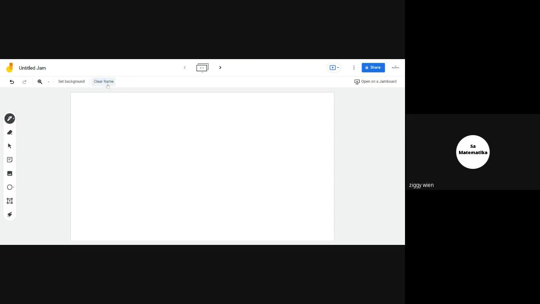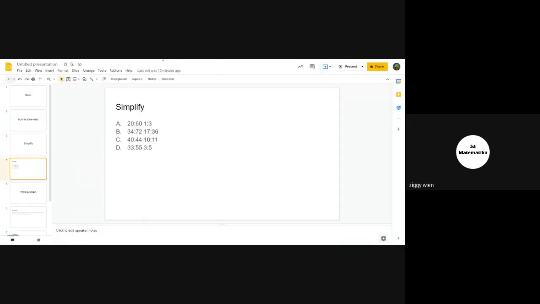Okay, now for the final question. For this, both numbers have two identical digits. If both of them have two identical digits, we already know that it can be divided by 11. So divided by 11, it's 3 and 5. And that's your answer, 3 to 5. These are the answers.